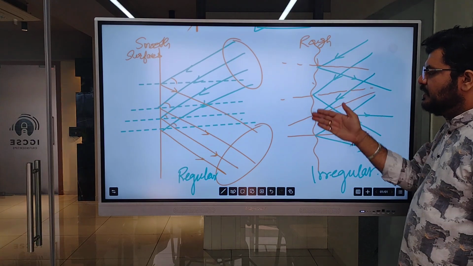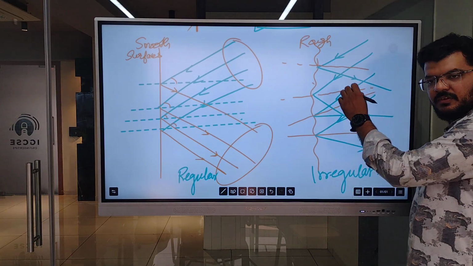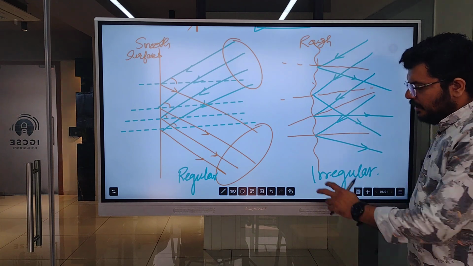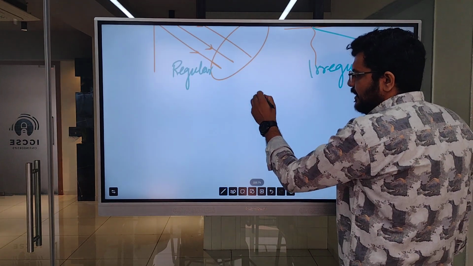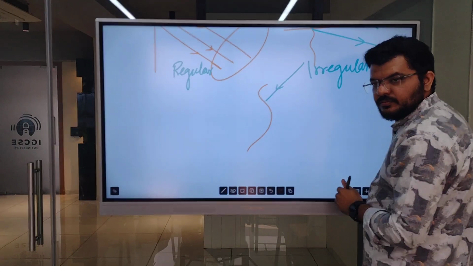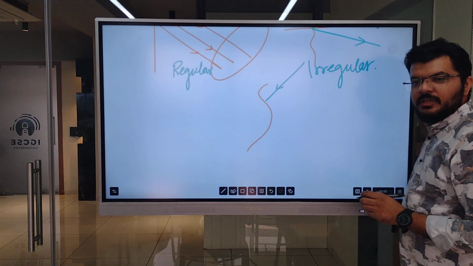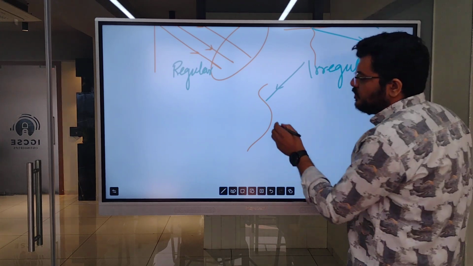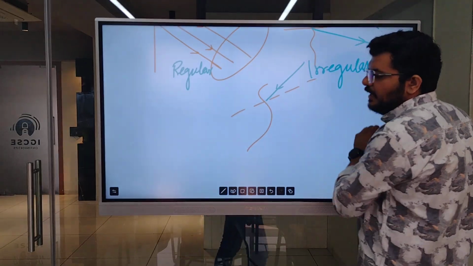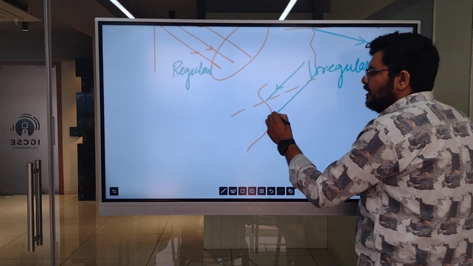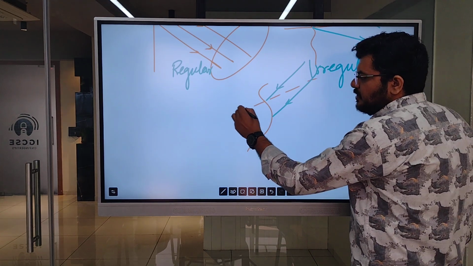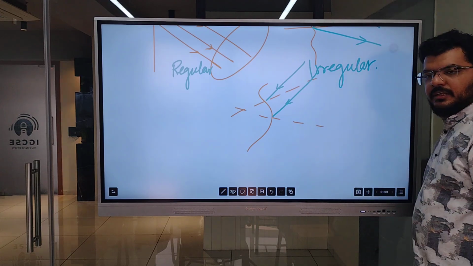But what will happen with these surfaces? This surface will not have normals which are parallel. Let's say this is the surface. If the light was incident over here, what is a normal? Normal is perpendicular to the surface. So the normal will be somewhere, let's say like this. But if a parallel ray of light was incident here, because it is perpendicular to the surface, the normal for this light will be like this.